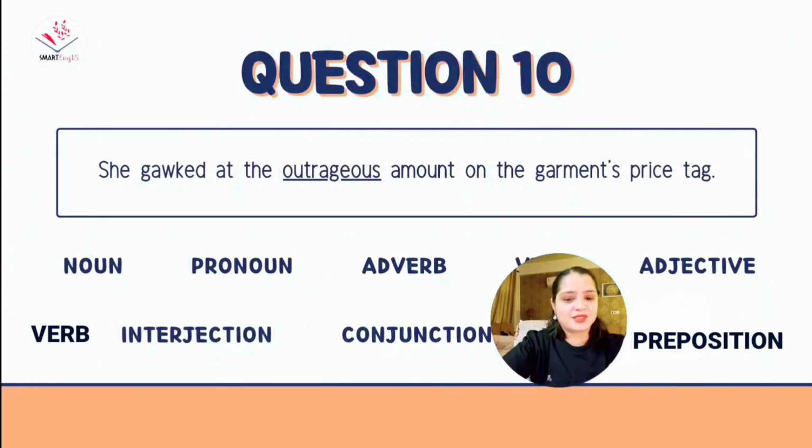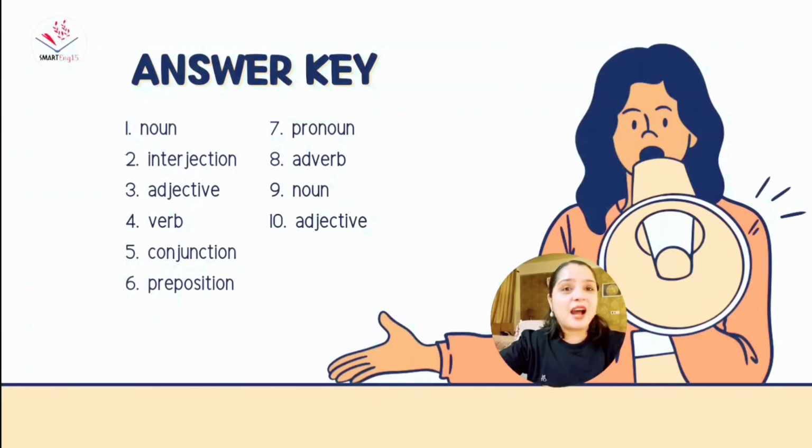So outrageous. Outrageous amount. So it's describing the amount. What do we use for describing something? Yes, you guessed it. Correct. It is an adjective. So big round of applause for you. Here is the answer key for you.